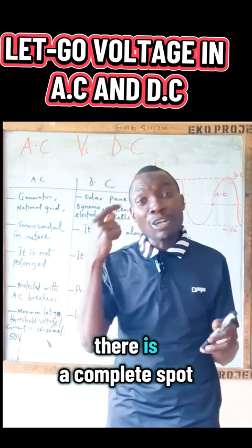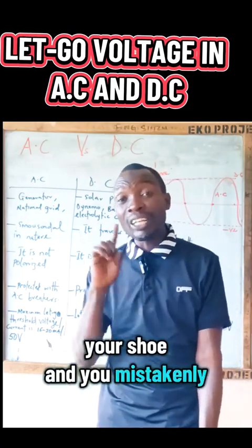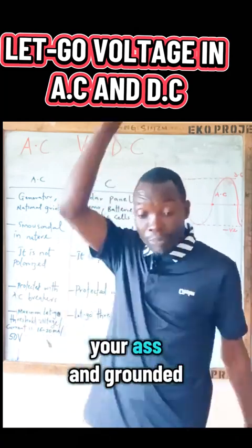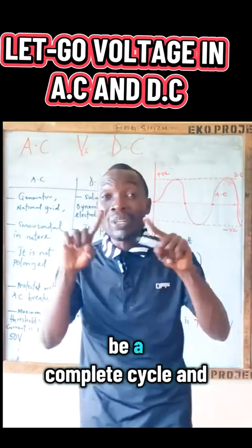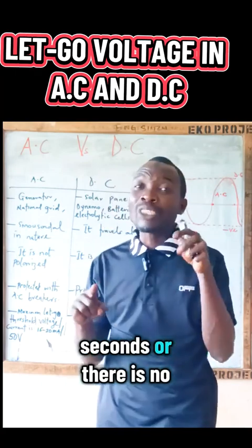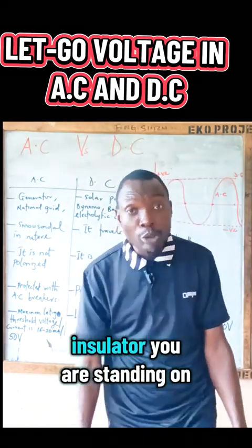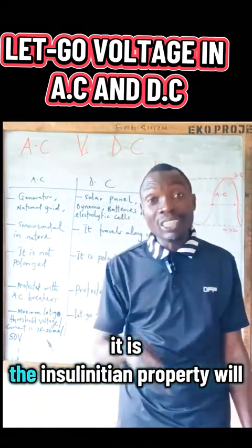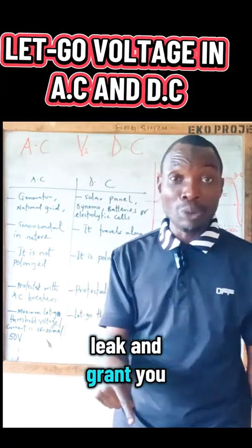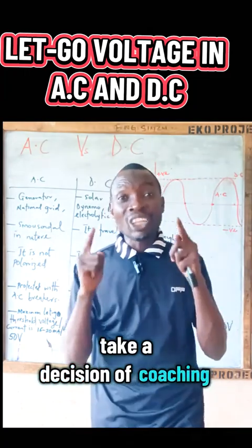But if there is a complete path for currents to flow, you do not put on your shoe, and you mistakenly touch a live conductor, you will be grounded. The current continues to flow through your heart and to the ground. So there is going to be a complete circuit, and that is more deadly. Whether there is a complete circuit or not, if you touch some voltages, no matter the amount of insulator you are standing on, the insulation property will break down, and the current will still leak and ground you.